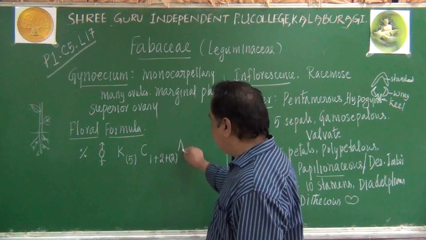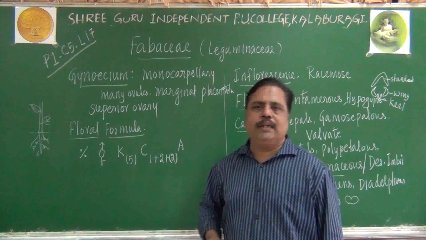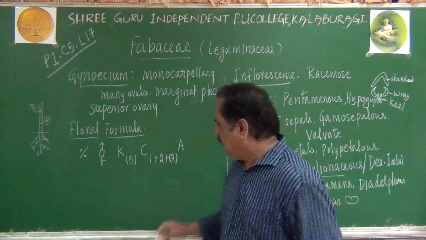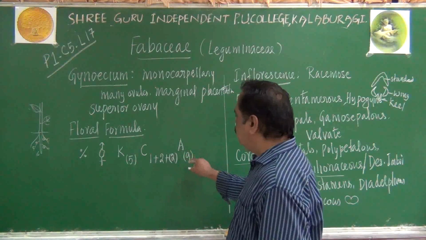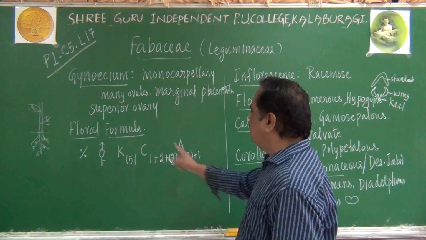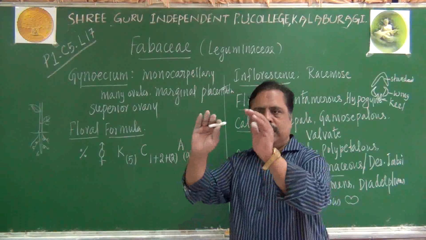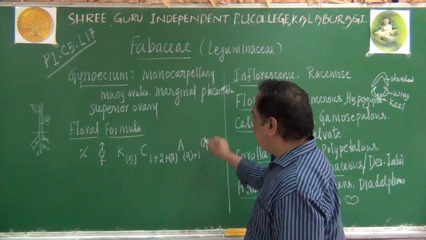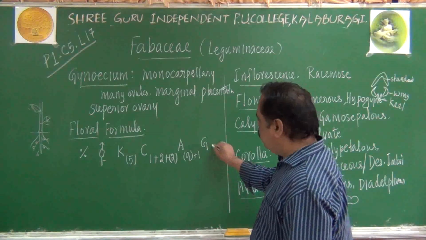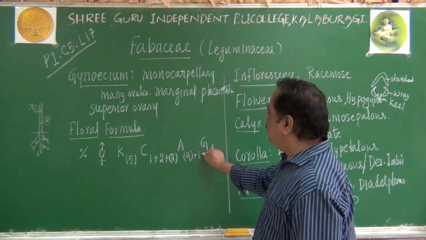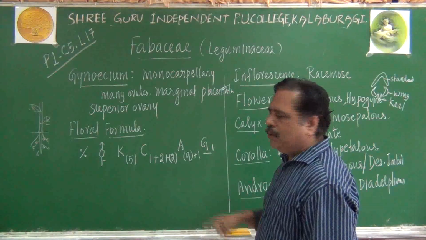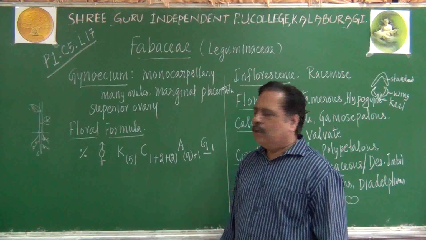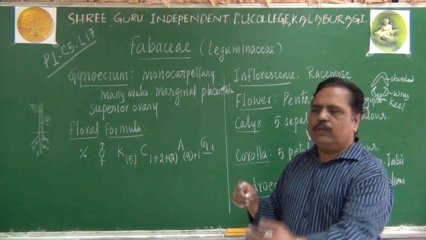When we come to the androecium, how many stamens are there? 10 stamens are there. Among them 9 plus 1 arrangement. 9 are united into one group, 1 will be separate, diadelphous condition. Surrounding that, for that 9, I am putting a bracket here. Gynoecium, if we see, means there is only one carpel, it is superior ovary. So I draw a line here, and below the G, we draw a line means superior ovary. Do you get the formula, floral formula?